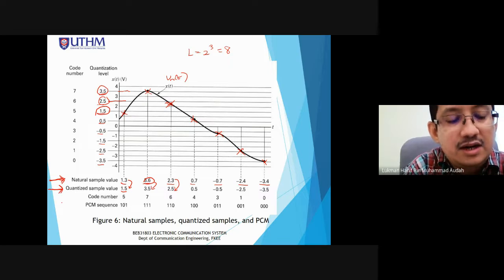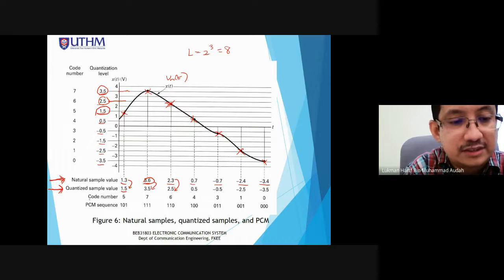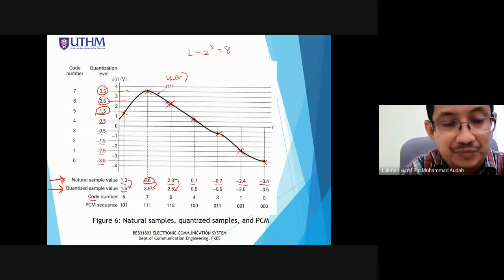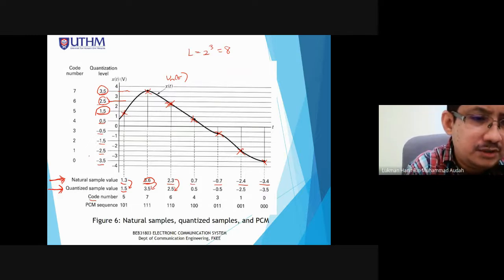Baris ketiga dan keempat ini berkenaan dengan proses yang ketiga, iaitu encoding proses. Nanti kita akan lihat. Okay. Dan dalam kes ini, dalam example ini, kalau kamu lihat bahawa step size-nya adalah sama. Perhatikan step size dia.